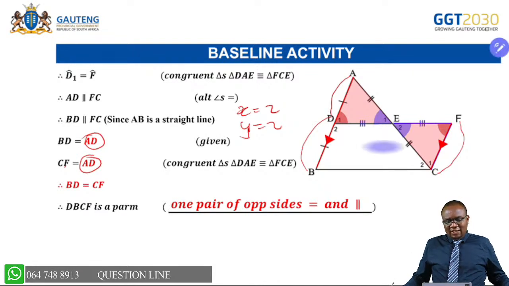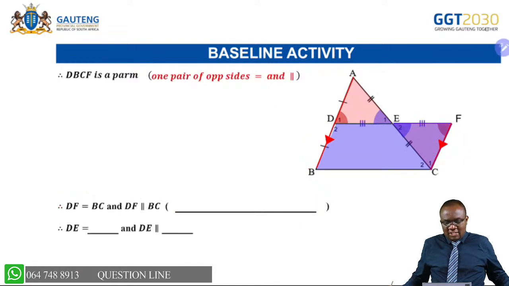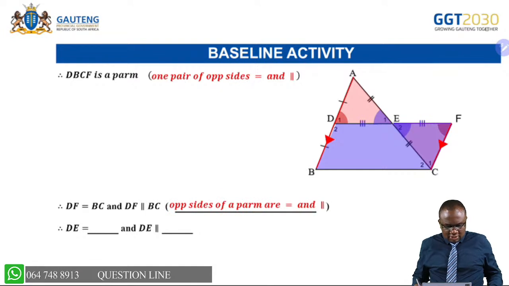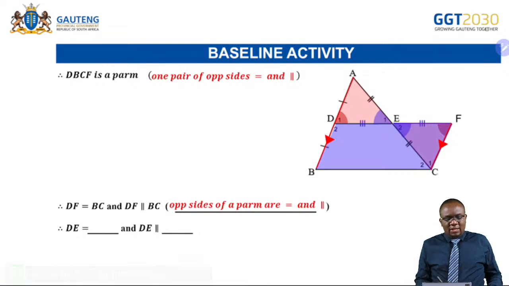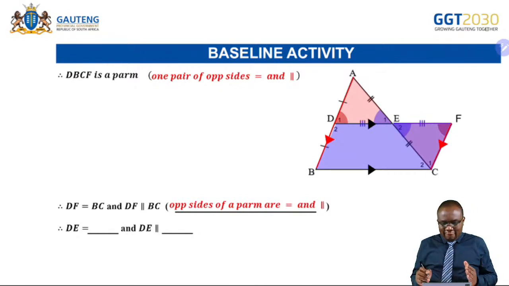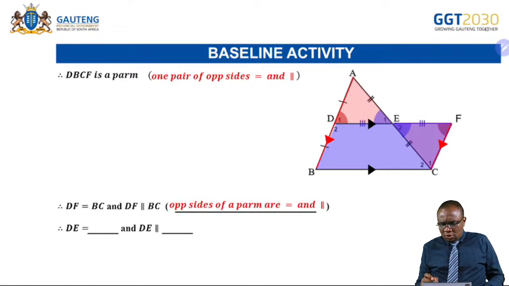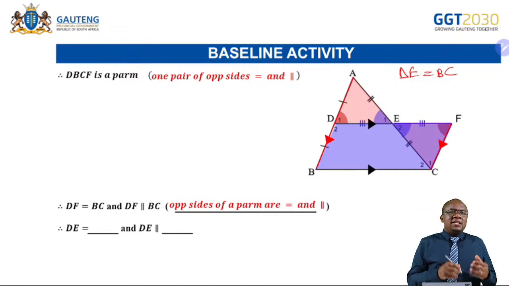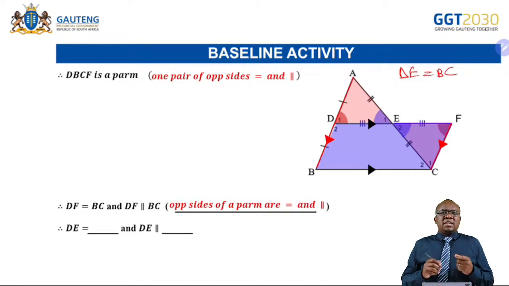So now, meaning that if this is our parallelogram, then it means that what? DF is parallel to BC because it is a parallelogram. Opposite sides of the parallelogram are parallel. So now DF is equal to BC, and DF is parallel to BC. So these sides are parallel and equal. Where there is DF, we can write BC. Where there is BC, we can write DF.